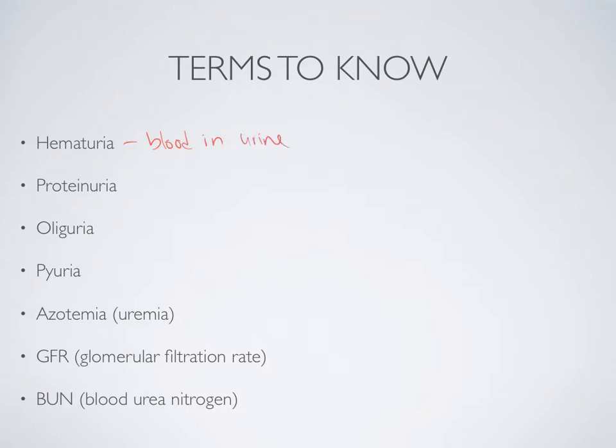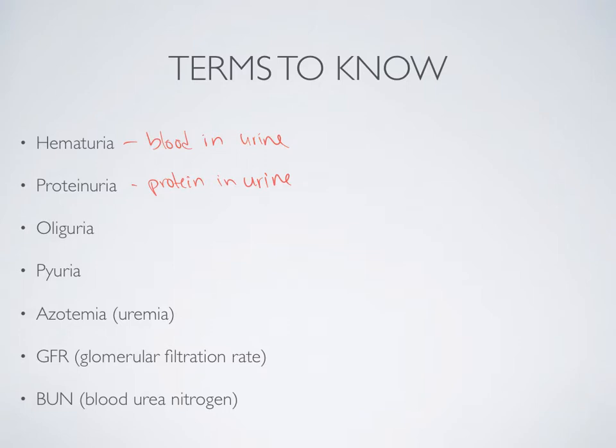Most of the time, if you see blood in your urine, you'll go straight to the emergency room. That's a clear sign that something is wrong. You should not see blood in the urine. What is proteinuria then? Protein in the urine. And that's much more common and harder to detect. But you should not have any protein in your urine.